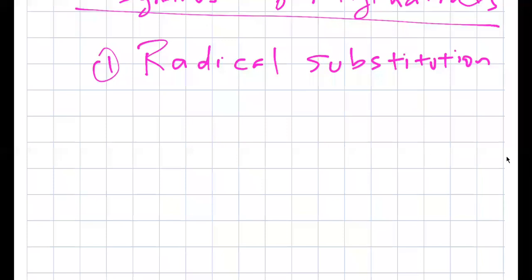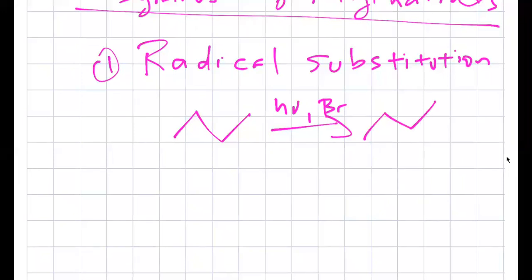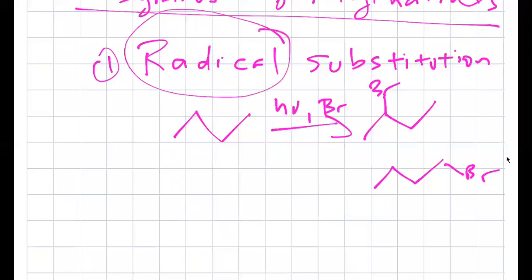How many of you remember this radical substitution reaction from part one? You shine light and you do either bromine or chlorine, and you end up with a bromine here, bromine here. Yeah, those are the two products because it's symmetrical. Anybody remember that? Vaguely. It was called radical substitution because in one of the steps you actually formed a radical.